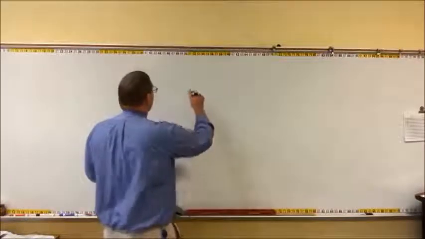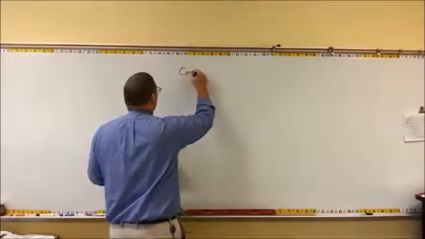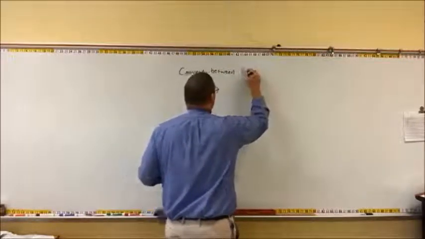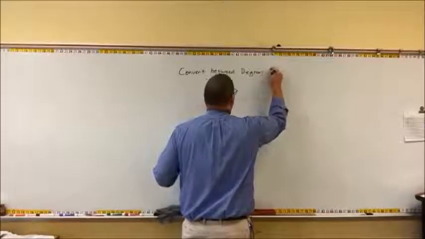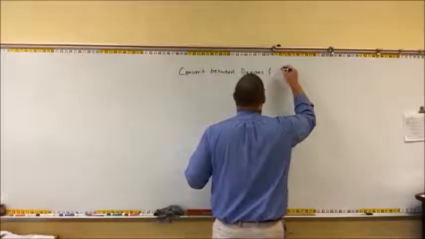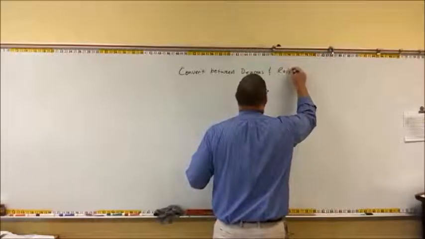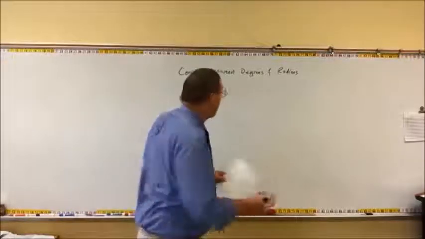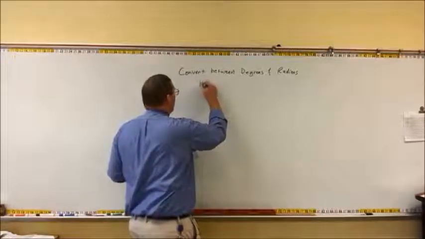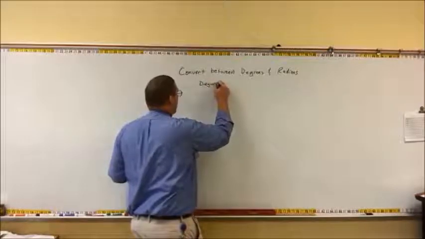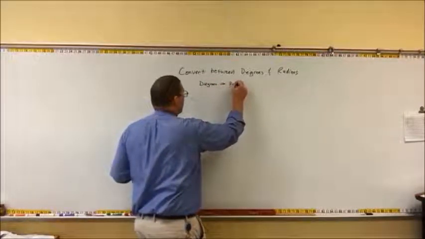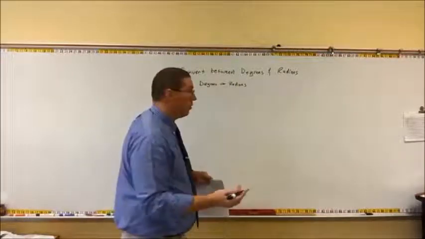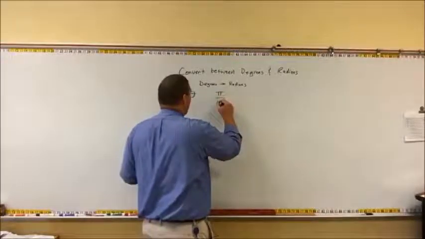So the first thing we talked about is converting between degrees and radians. Okay, so converting between degrees and radians. And what I said is that if you want to go from degrees to radians, you would multiply whatever you have in degrees by pi over 180.